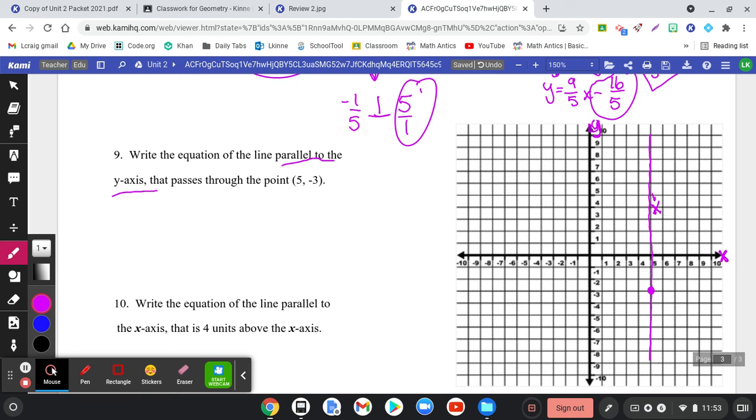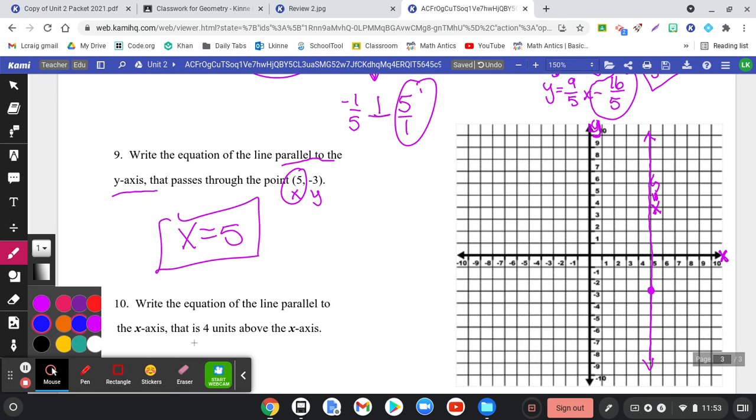Where's it hitting the x-axis? At x equals 5. That's your equation. X equals 5. And if you notice in your point, that's the x value. Again, if you have a vertical line and it's never crossing the y-axis, there is no y in your equation. The same is true if it never crosses the x. So parallel to the x-axis, that's 4 units above it.